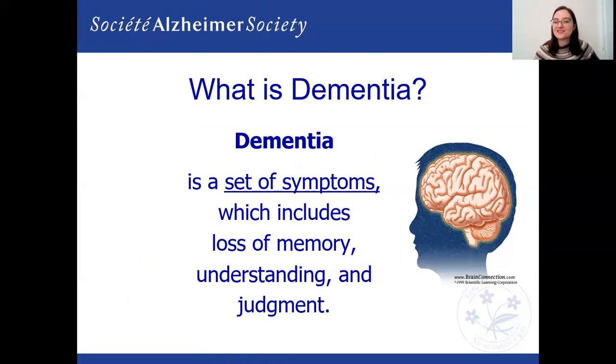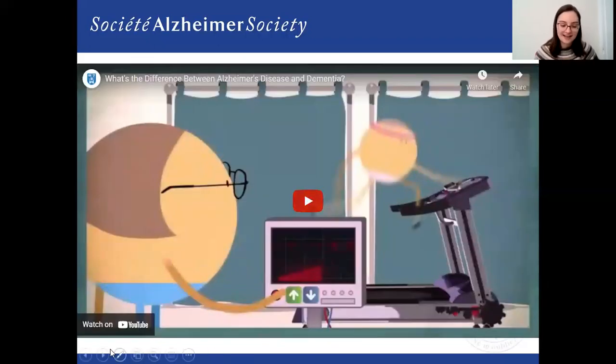One of the most common questions we get asked here at the Alzheimer's Society is, what is the difference between Alzheimer's disease and dementia? It can be a little bit difficult to understand, but we're going to do our best to explain it here. Alzheimer's disease is just one of the brain diseases that can cause the symptoms of dementia. In fact, it's the most common cause of dementia, but it's not the only cause. So we have a cute little animated video to help explain the difference between Alzheimer's disease and dementia.